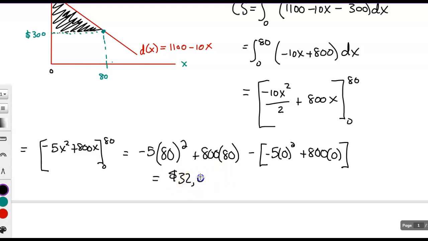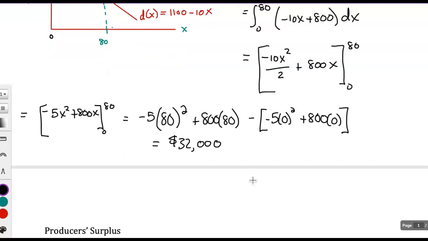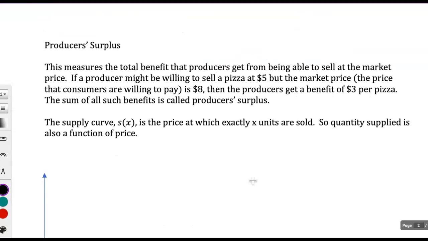So at a price of $300, consumers feel like they are saving $32,000 total. Okay? So that's called consumer surplus, because they got to pay a price that was much lower than they were willing to pay. Okay? All right. So now we're going to talk about producer surplus.